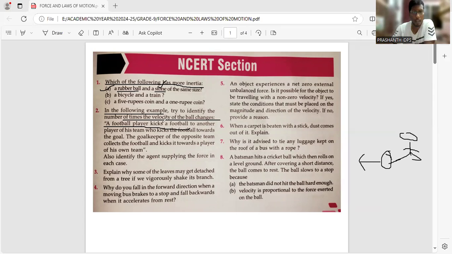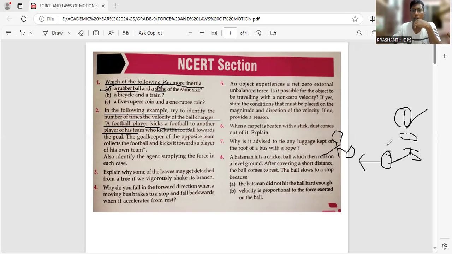Now what is happening? A football player kicks a football to another player of his team. So what will this first player do? He will definitely kick the football towards the other player, right? Suppose the other player is here, so he passes the football to him. Now the football goes to him.